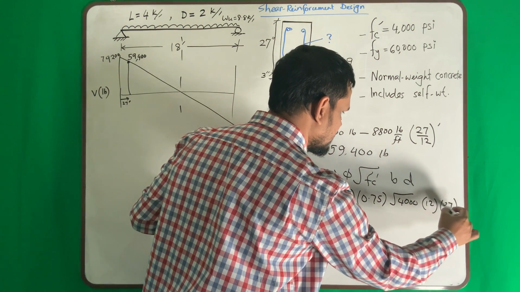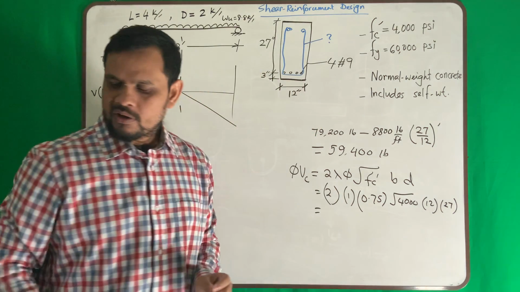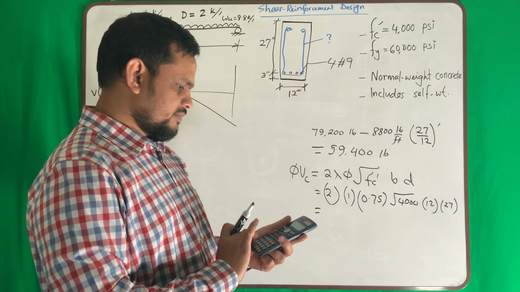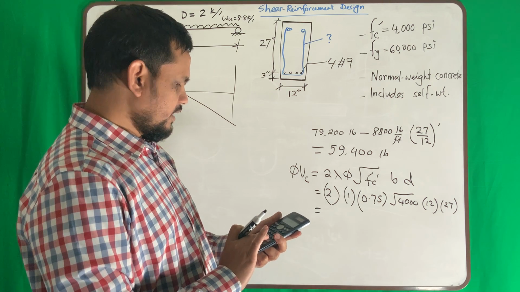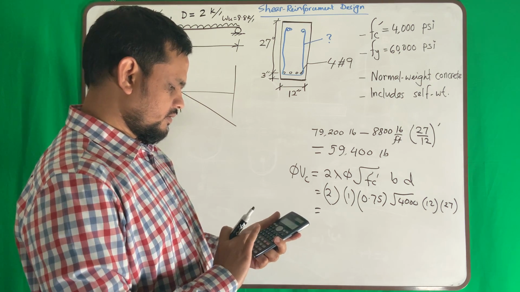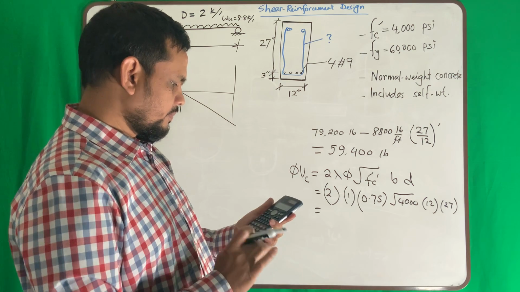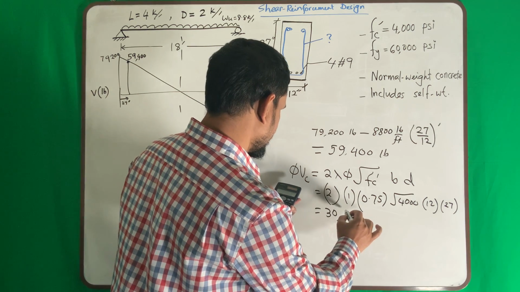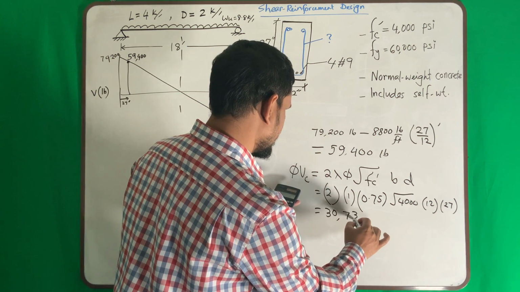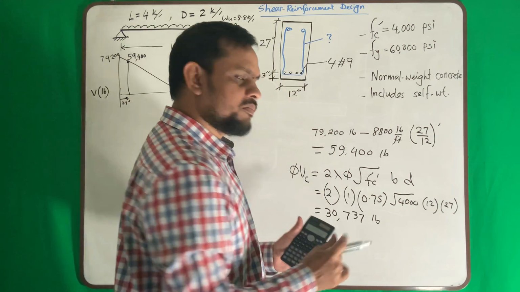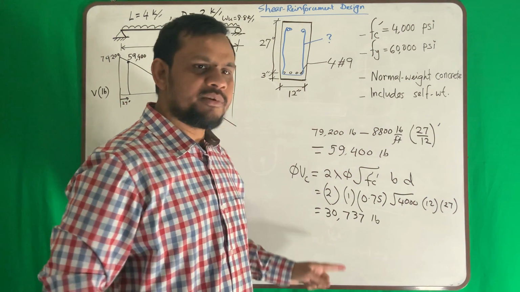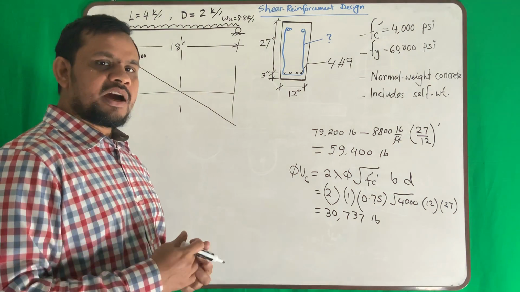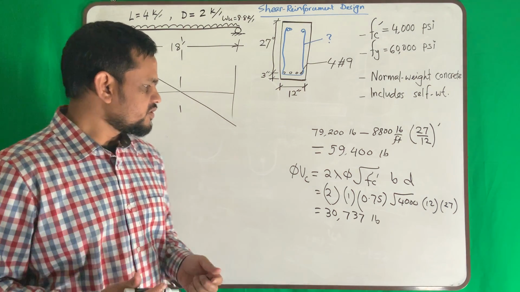D is 27. So how much can my concrete take? If I use the calculator, 2 times square root of f'c, 4000, 75, I get that my concrete can take 30,737. So my concrete can take this amount of shear force. What is my shear force? 59,000. That means I need to provide the shear reinforcement.